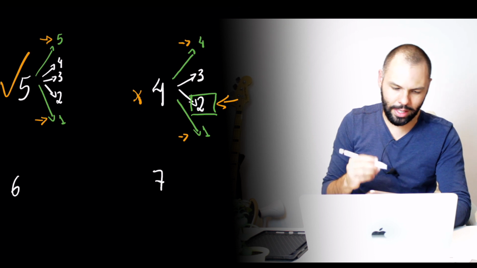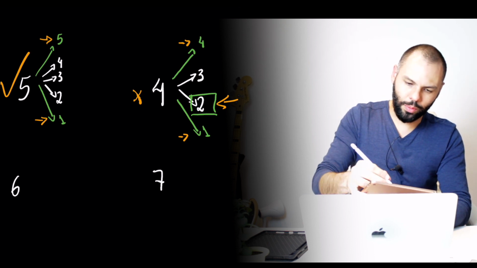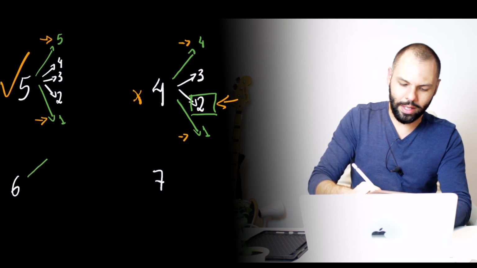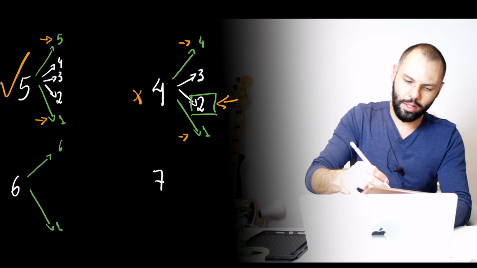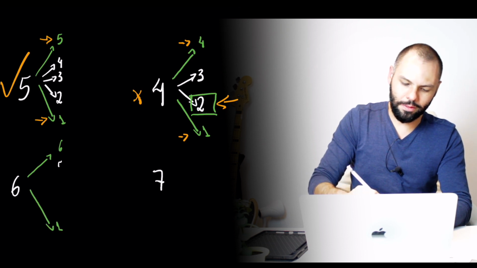Let's go ahead and go to 6. Well, we know that 6 is divided by itself, and we know that 6 is divided by 1. Let's validate 5.